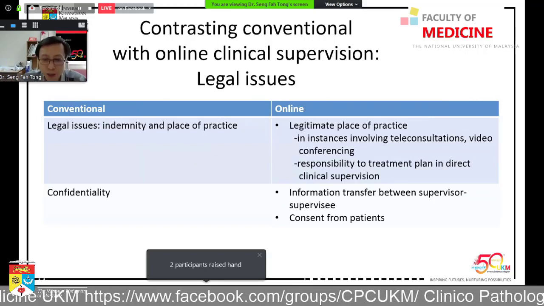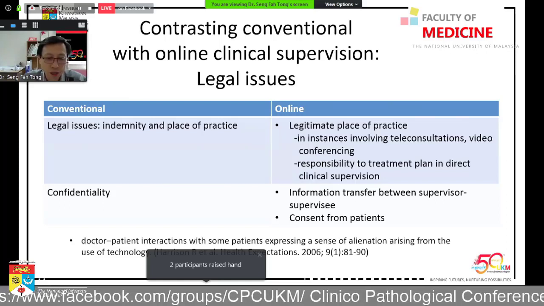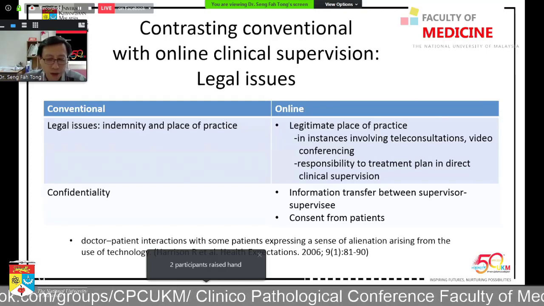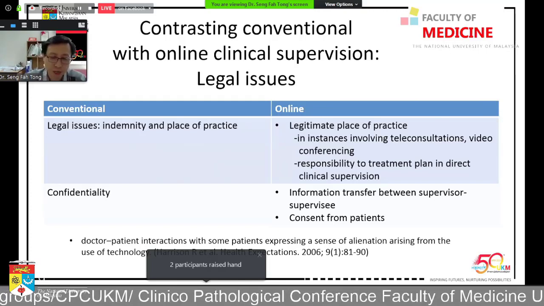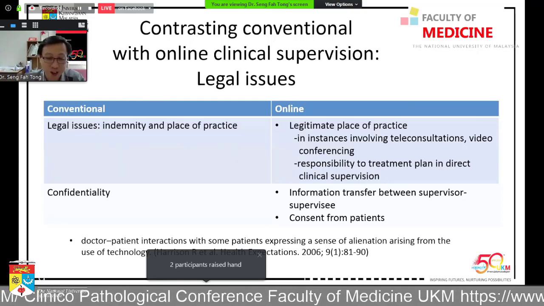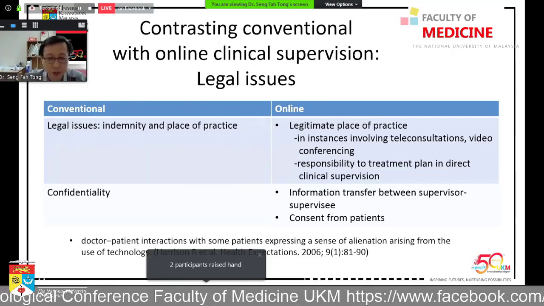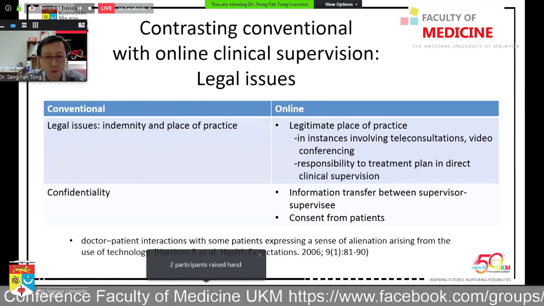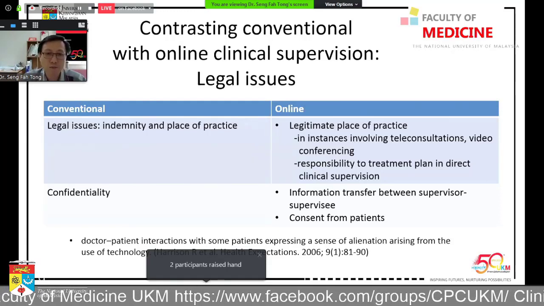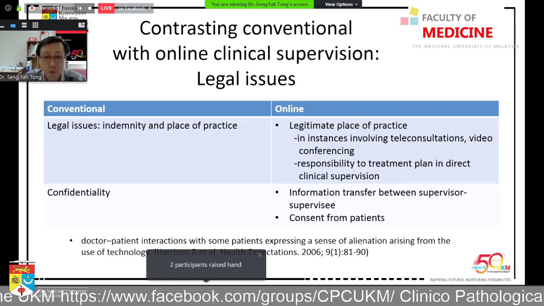Of course, confidentiality and information transfer, we have to be careful on that as well. There is also doctor-patient interaction, with some patients expressing a sense of alienation. If I'm supervising in Klinik Kesihatan and my face appears on a laptop, you can see how patients can react to that. It is a confidentiality issue, and a matter of how comfortable our patients are. It's a new way of supervision in future. So not just supervisors and supervisees have to get accustomed to online clinical supervision; I think the patient has to get used to the new norm as well.